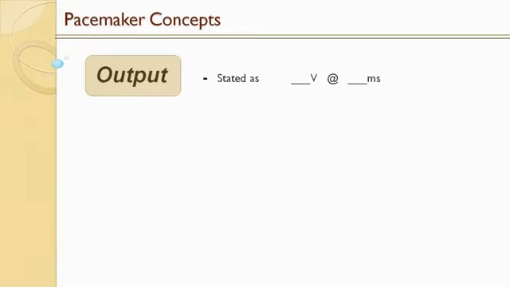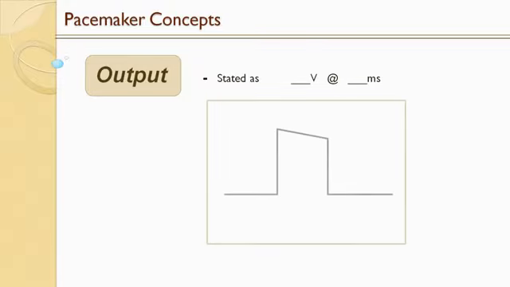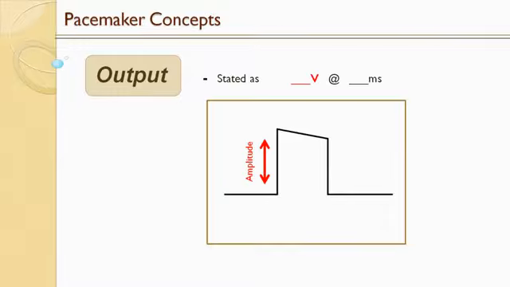Output is stated as a blank number of volts at a blank number of milliseconds. If we were to draw out the output, it would look something like this. The vertical portion is the voltage, and it represents our amplitude. The horizontal portion is the pulse width, and is stated in milliseconds. So when we're talking about output, we're really talking about the amount of voltage delivered over time.